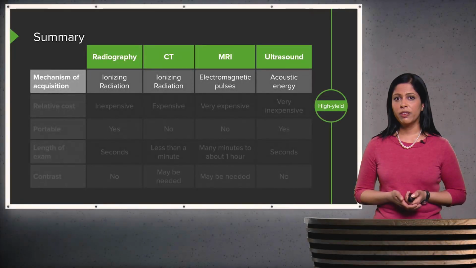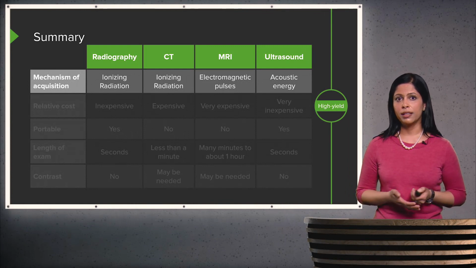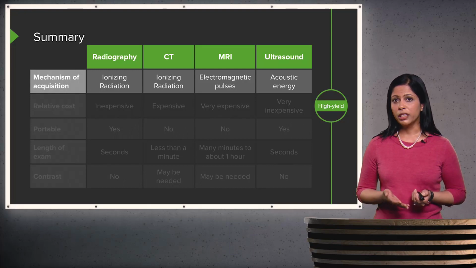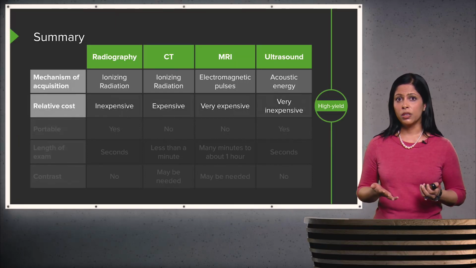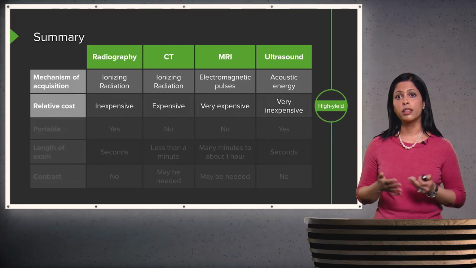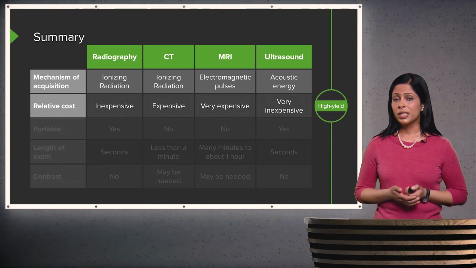So let's summarize. We've now reviewed radiography, CT, MRI, and ultrasound. These are the 4 most commonly used imaging modalities within radiology. So radiography and CT both use ionizing radiation. MRI uses electromagnetic pulses, and ultrasound uses sound waves or acoustic energy. In terms of relative cost, radiography and ultrasound are the cheapest, being the most inexpensive. The most expensive is actually MRI, and CT falls somewhere in between.